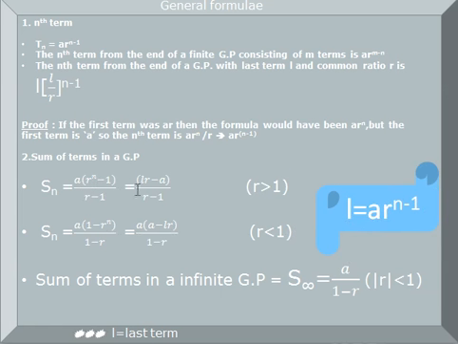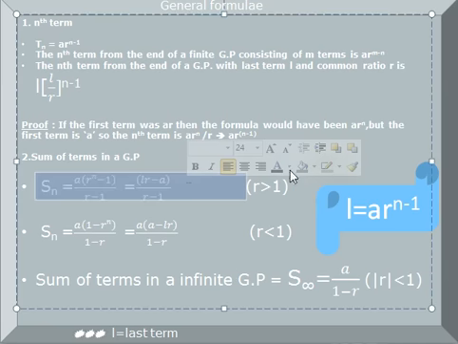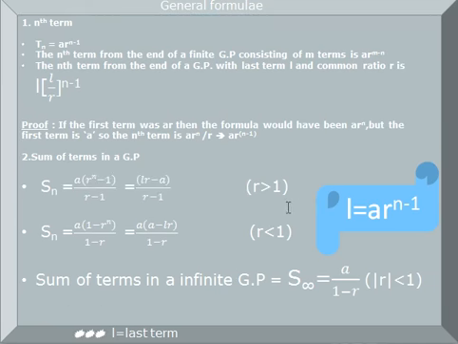So if I substitute that lr in here, I would get the last term into the common ratio, minus the first term, divided by r minus 1. This is the formula for the sum of terms in a GP when the common ratio is greater than 1.